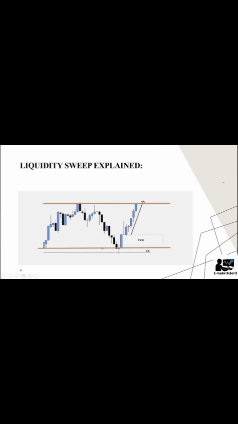Let's bring price back to where the liquidity is, so that we can trigger all that liquidity and use that liquidity to fill our large orders, then buy the market. And that is what you are seeing here. So when we talk about liquidity sweep, that is what happens.